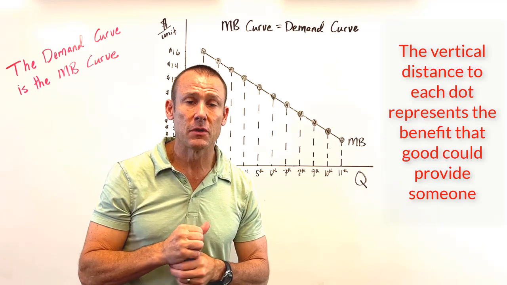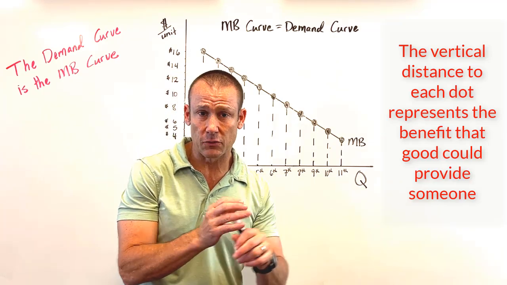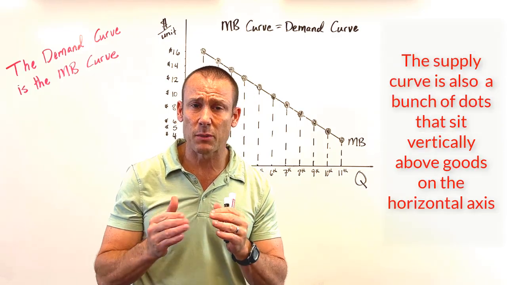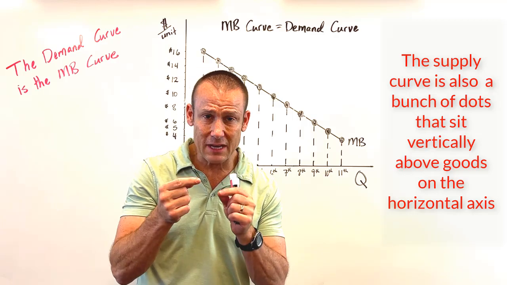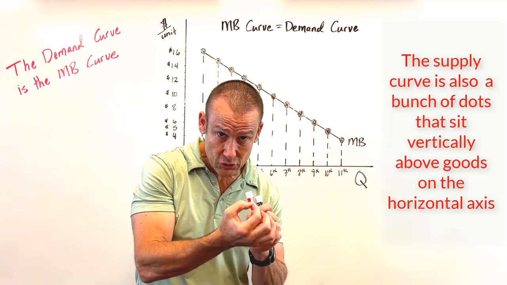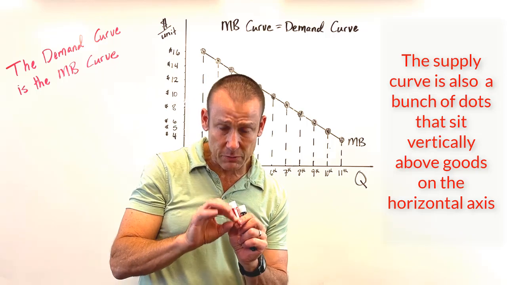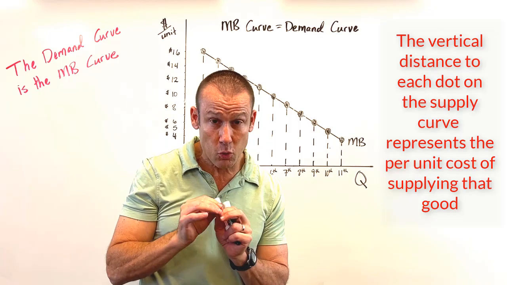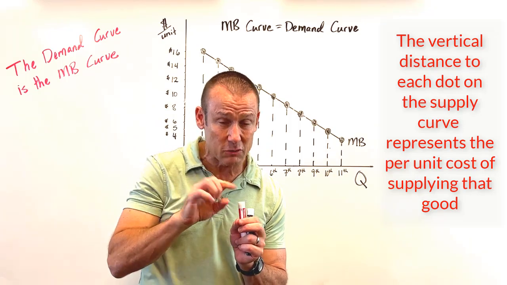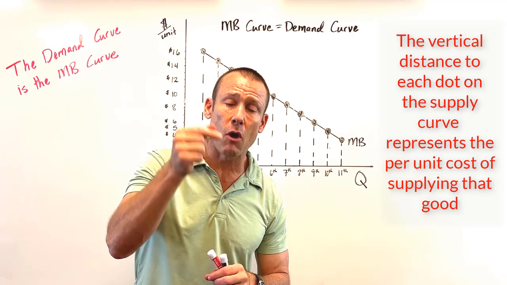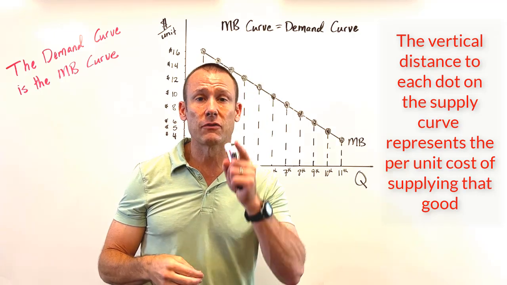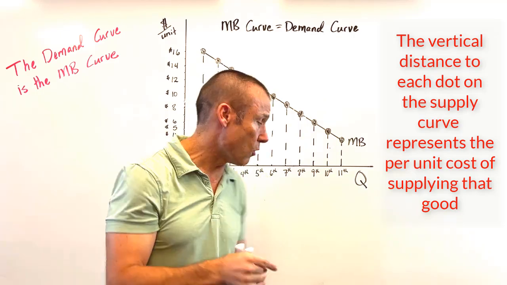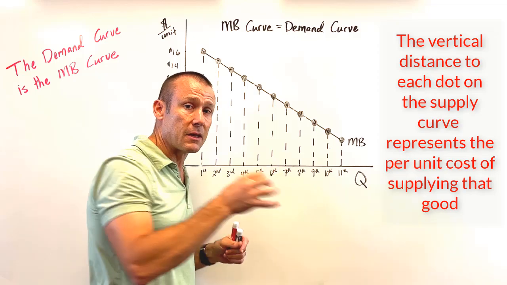Guys, just to jump over to supply for a second, the supply curve is also made up of a bunch of dots. It's so important to understand that the supply curve is actually a bunch of dots. And those dots sit over each good, okay? And that vertical distance between the horizontal axis and the dot on a supply curve is the marginal cost, the additional cost of supplying each good. The supply curve is actually a bunch of dots, and those dots sit over each good represented by the horizontal axis.